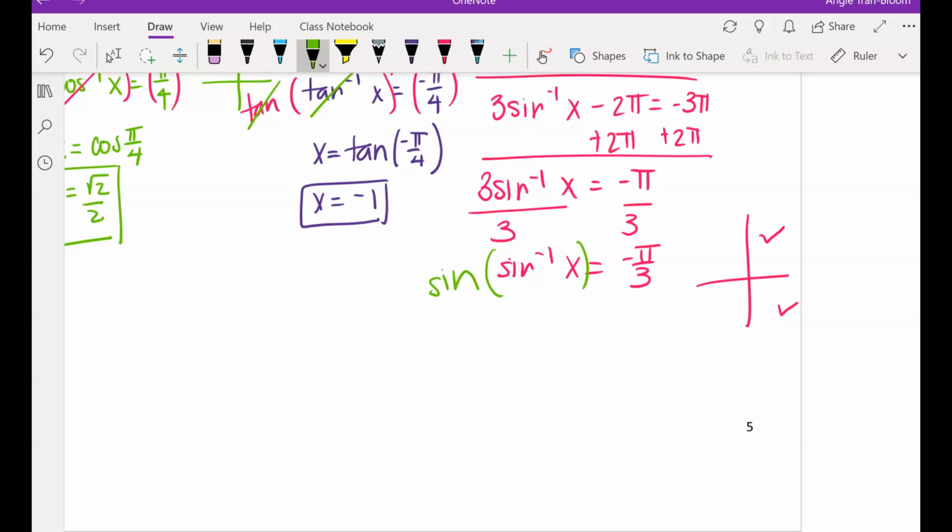That means you're going to compose both sides by regular sine functions. That will allow the sine inverse and regular sine to cancel out. So x comes out to be sine of -pi over 3, which is what exactly? Negative rad 3 over 2.